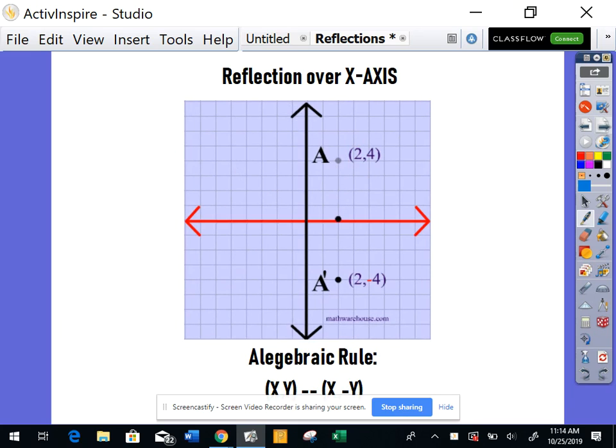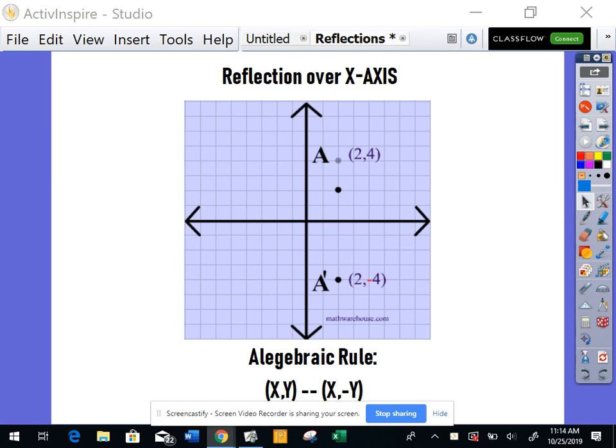So now we're going to go over a reflection over the x-axis, okay? Hopefully you can see it now. When we reflect an object over the x-axis, the x will stay the same, but the y will become opposite, all right? So we're reflecting over the x-axis this time. We're going from A to A prime. On this, we see that the x's stay the same, but the y's become opposite.